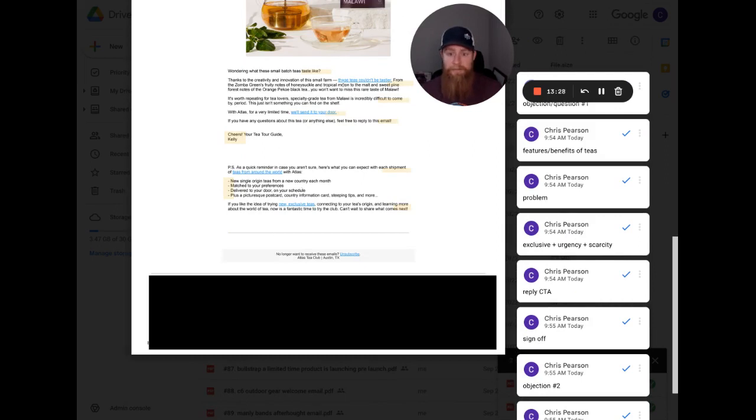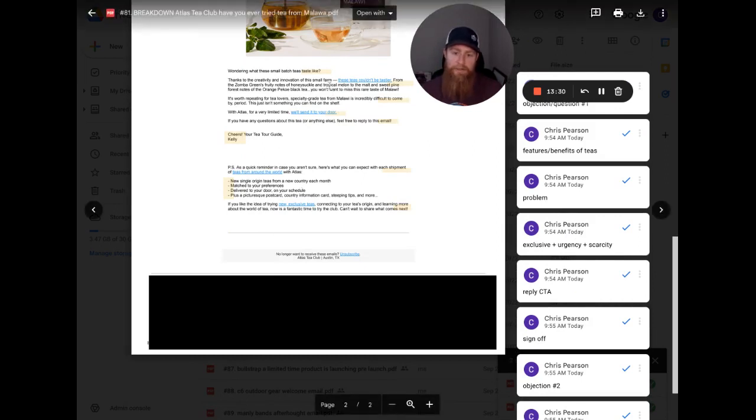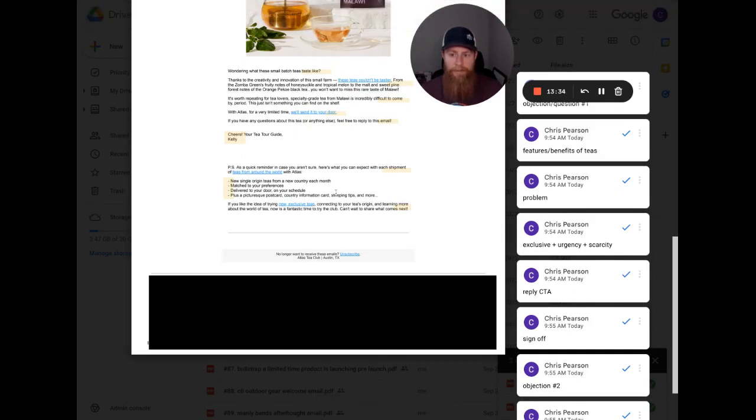Because this sounds awesome. Like this urgency and scarcity here in this paragraph of like, you need to get this now. They might be saying, okay, I want to be part of the club, but I don't know enough about it, and I don't want to click. This is something that's just in the back of their mind. It's an objection, right? And so this is the PS. As a quick reminder, in case you aren't sure, here's what you can expect with each shipment of teas from around the world with Atlas.